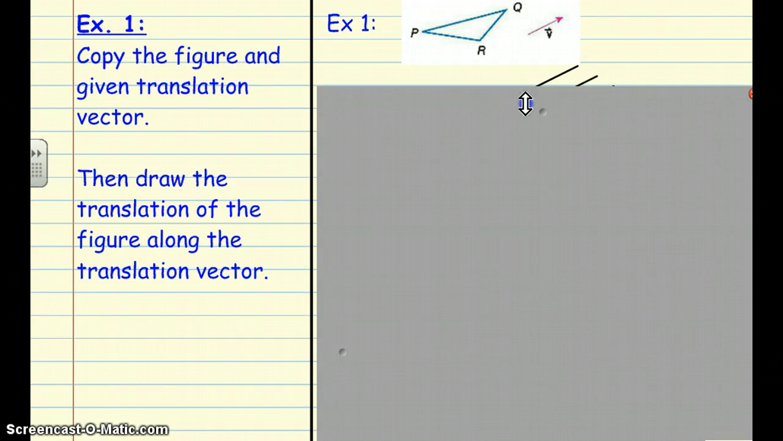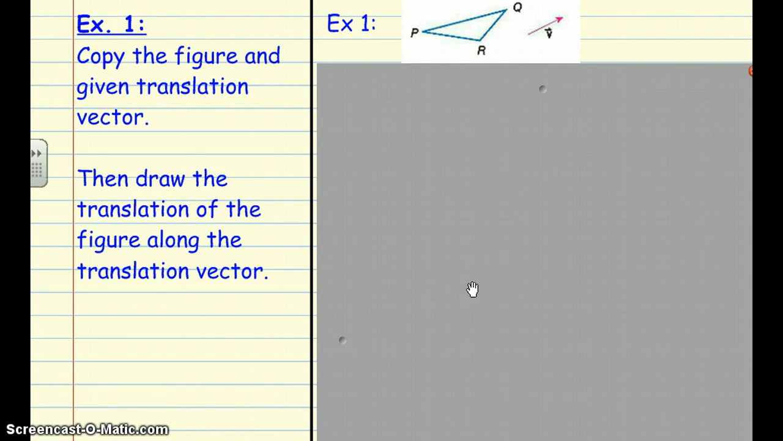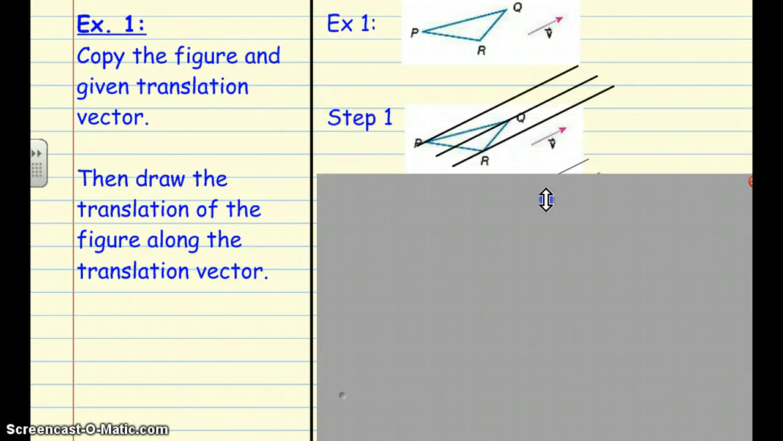Okay, so now that you're back, let's take a look at this first example. We're going to copy the figure and given translation vector. Here's the vector right here, this little red one, vector V, and then we're going to draw the translation of the figure along that translation vector. So as step number 1 says, draw a line through each vertex that's parallel to the vector. If you look here at step number 1, I have the original figure, and along each of these I've got a parallel line through each of the vertices of this figure PQR. Okay, so that's step 1.